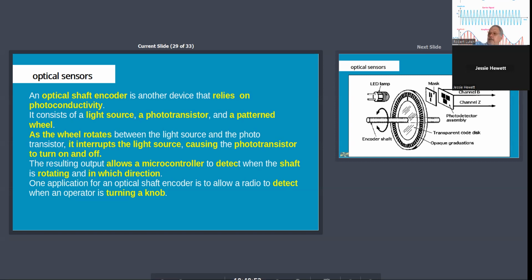So that's how you tell direction, because of the A and B channels being in quadrature. Normally used, like I said, for most radio controls nowadays. Anything that you rotate is probably an encoder.